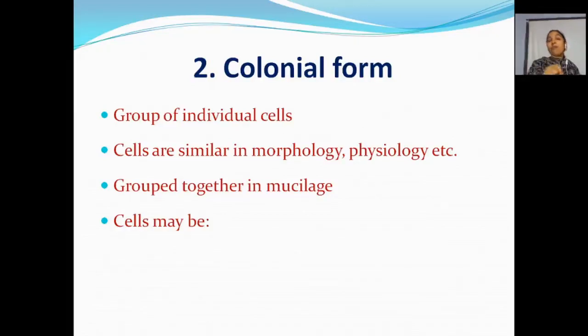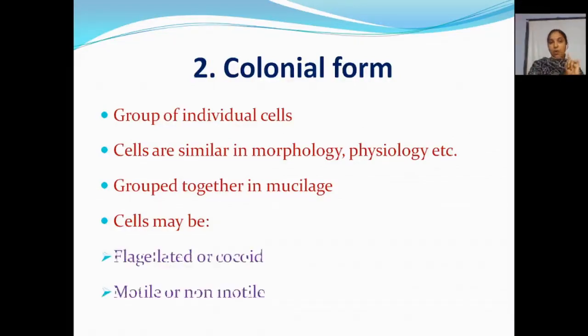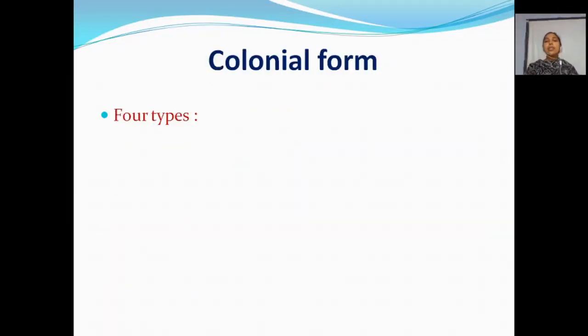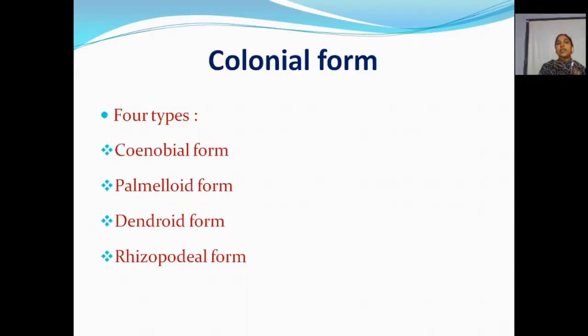Then in the colonial form, the cells may be flagellated or coccoid. Both you can see, that is, motile or non-motile. In the first case you studied flagellated and non-flagellated. The same thing you can see inside the colony; it may be flagellated or non-flagellated. Then there are 4 types of colonial forms based on number, function, etc. The first is cenobial form, then palmelloid form, dendroid form and rhizopodial form.